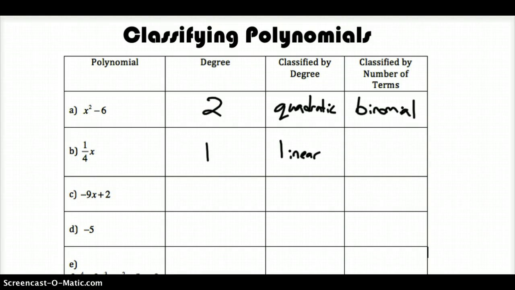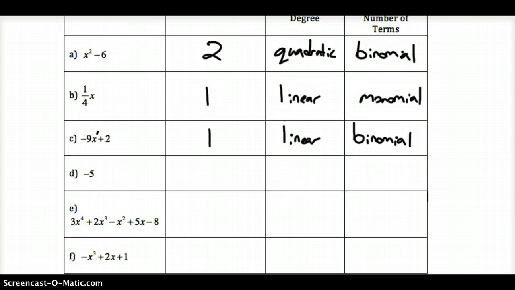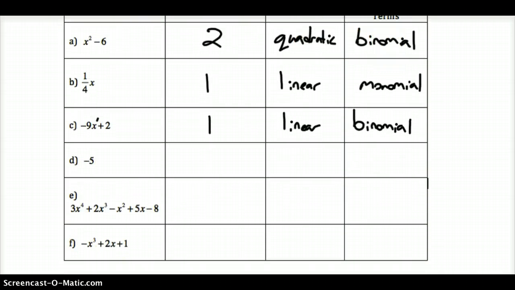There's actually only 1 term there, so that's a monomial. Moving on here, looks like we got 2 terms, so we're going to call that a binomial. Its highest degree is just x to the 1st there, so it's 1, and we also know that is, again, a linear function. Moving down here just a little bit, part D, that's only 1 term there, so that's another monomial. That's actually a degree of 0 in this case, so this is just a constant term. It's just a number.